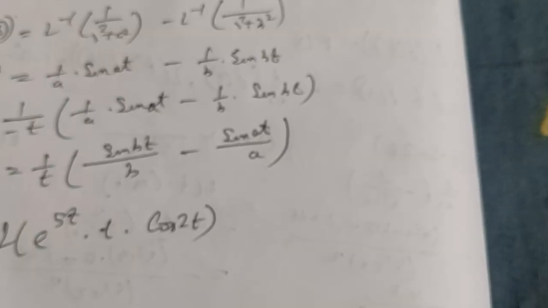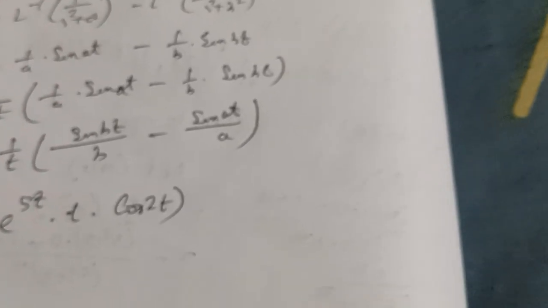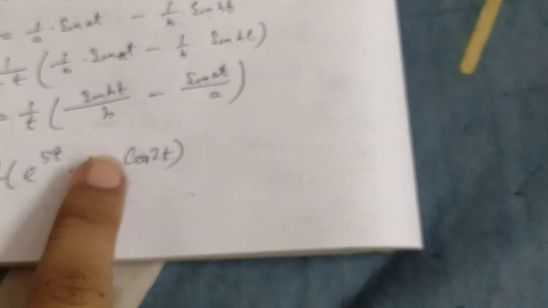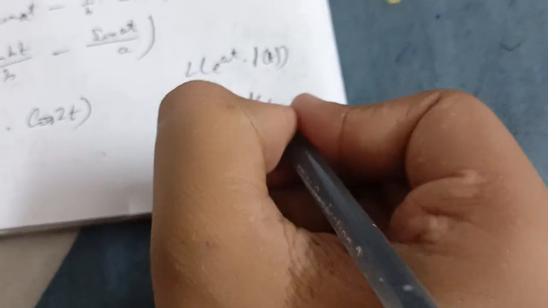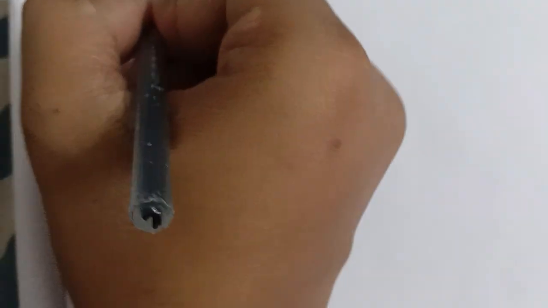What would you do now? So, at first solve for Laplace of t cos 2t. We know that Laplace of e power at f(t) is equal to F(s minus a). So at first for Laplace of t cos 2t, what would be Laplace of t cos 2t?